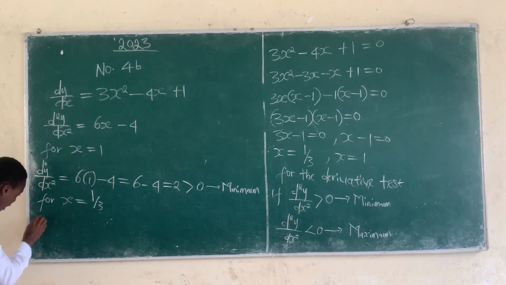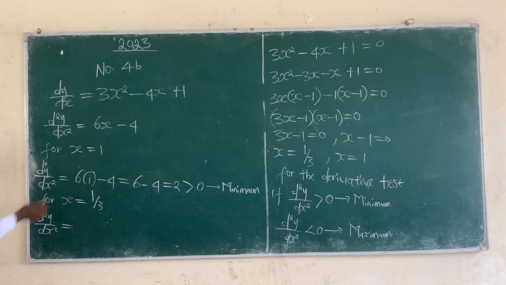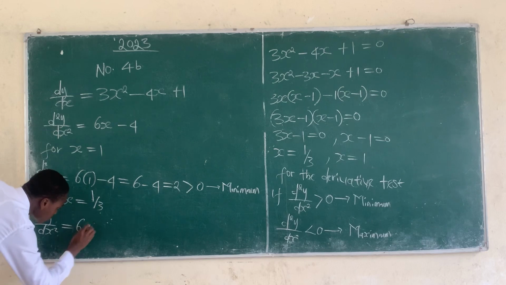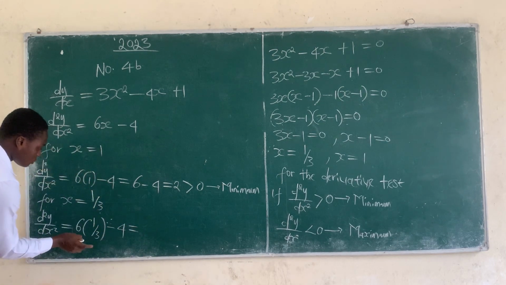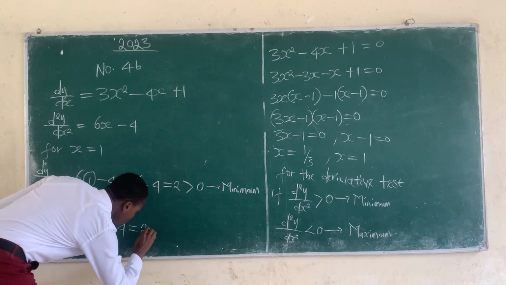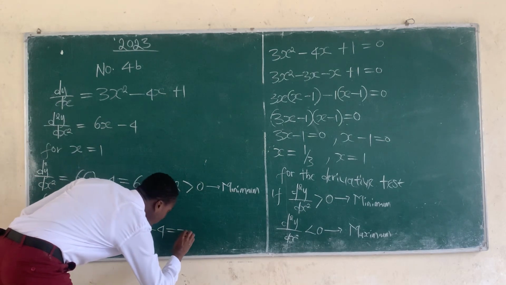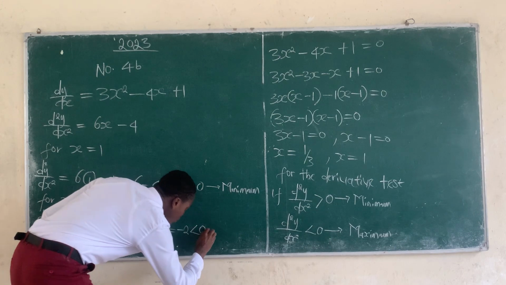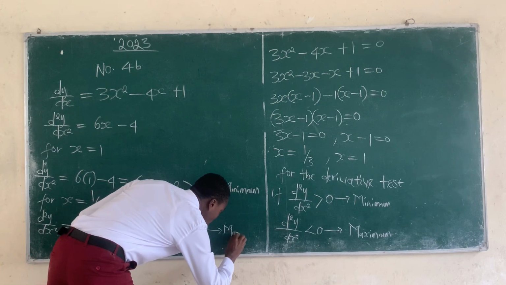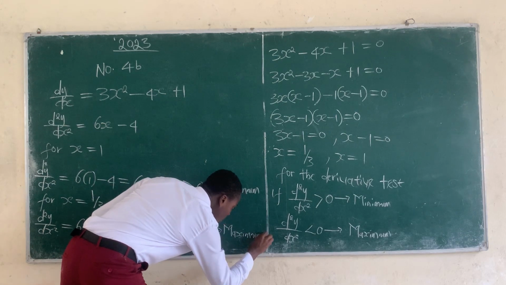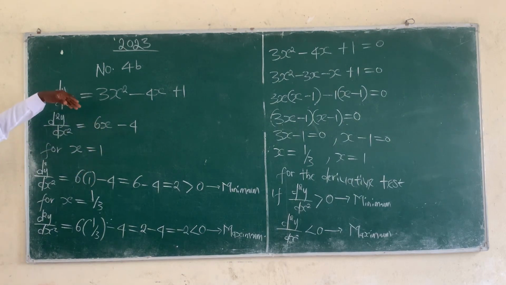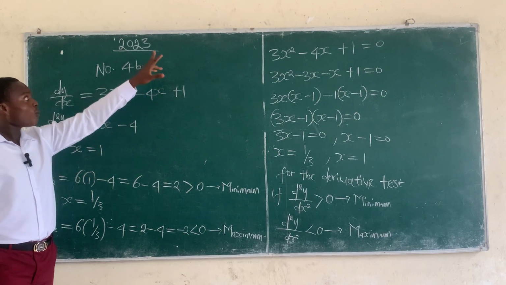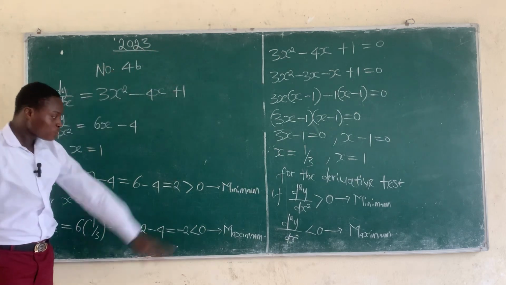Then the next one, for x being equal to 1 over 3, we have d squared y over dx squared to be equal to 6 into 1 over 3 minus 4. And this will give us, 6 over 3 will give us 2. So we have 2 minus 4, which is equal to minus 2, which is less than 0. So it means we have a maximum here. We have just classified the stationary points of that given question. So let's move on to question number 5 of that same year, 2023.